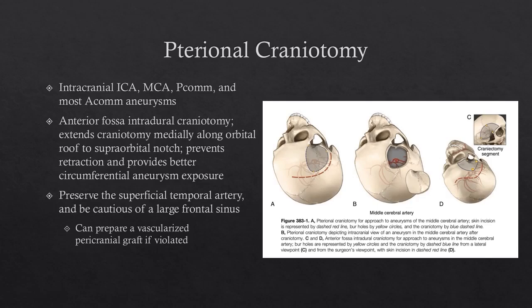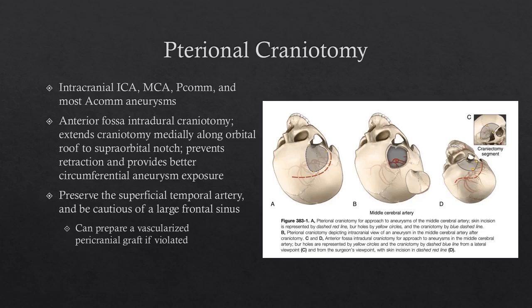The pterional craniotomy, or the frontotemporal craniotomy, may be used to access most aneurysms of the anterior circulation, including those of the intracranial ICA, MCA, posterior communicating artery, and most anterior communicating artery aneurysms. There is a modification known as the anterior fossa intradural craniotomy approach, and this extends the craniotomy medially along the orbital roof to the supraorbital notch, and also prevents retraction and provides better circumferential aneurysm exposure.